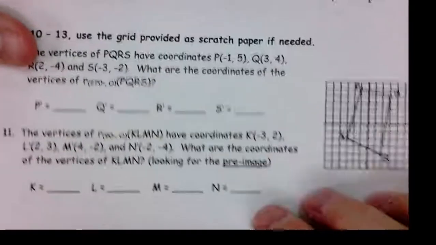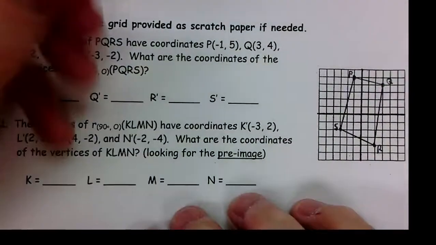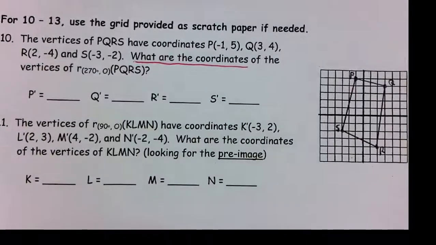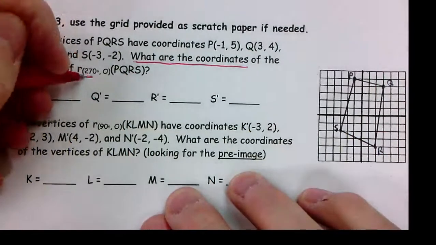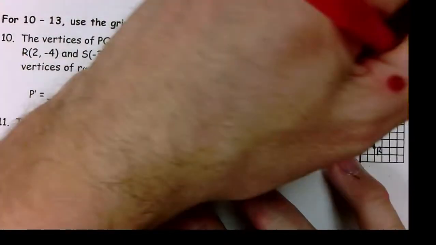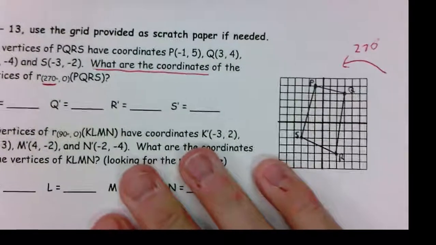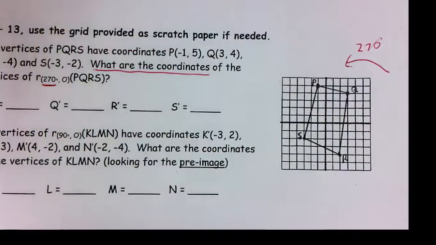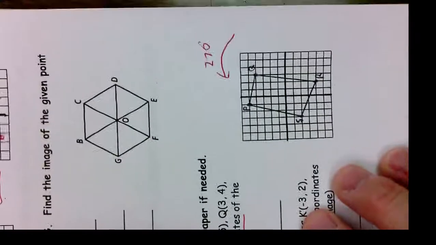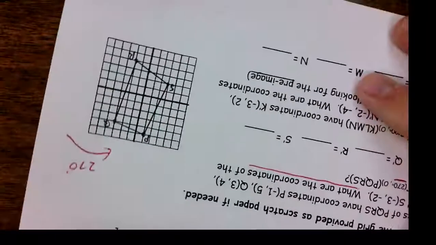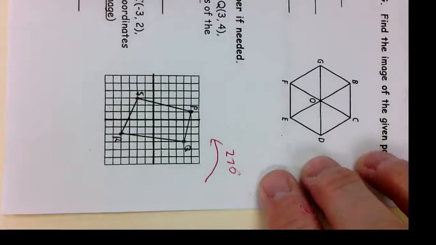All right, number 10. I don't have to draw number 10. I'm just asking what are the coordinates. So I have already drawn the shape PQRS. I want a rotation of 270 degrees. I always go counterclockwise. And since I'm going 270 degrees, I want to go 3 turns counterclockwise. So that would be 1, that would be 2, and let me get that back in. That is now 3 turns counterclockwise.